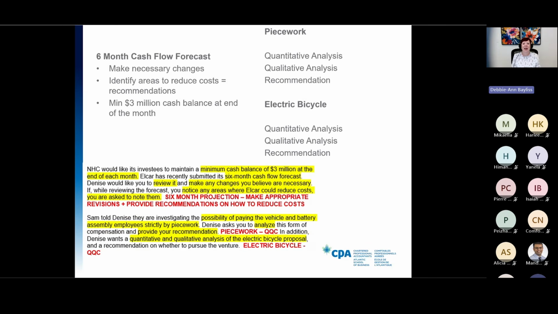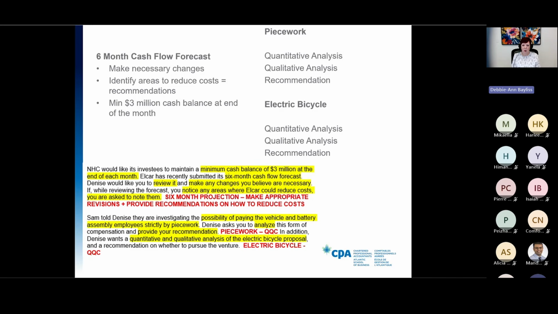So we have another 3 requirements. So for the 6-month cash flow forecast, we need to make the necessary changes. We need to identify the areas to reduce costs. In other words, I'm telling myself, remember, you need to provide recommendations on how to reduce costs. There is a relevant case fact that I want to include because they need to make sure that there's a minimum of 3 million cash balance at the end of each month.